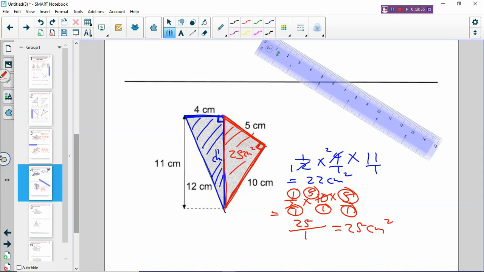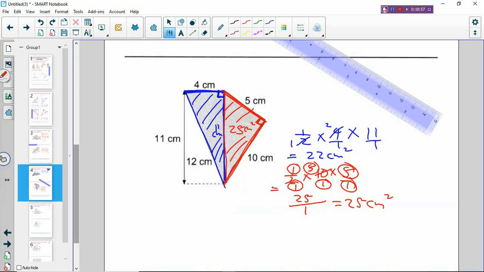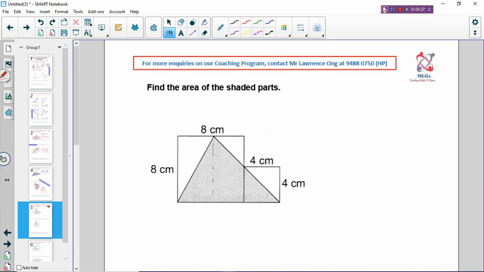Now can you find the total shaded? What do you take? You take 22 cm square, which is the area of this blue triangle, and then you plus 25. That's how you get the total shaded part, which is 47 cm square. Got it? So you see a composite figure now. What do you do with the composite figure? You cut it into regular shapes, find the area of each regular shape, and then you add them together. So that is also a method. Okay, let's go to the next one.